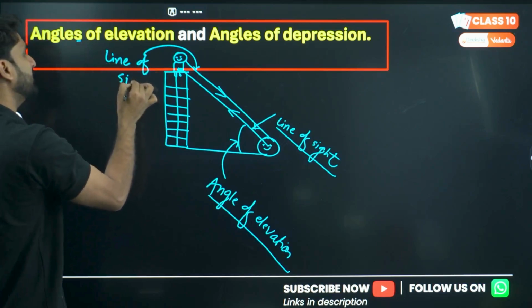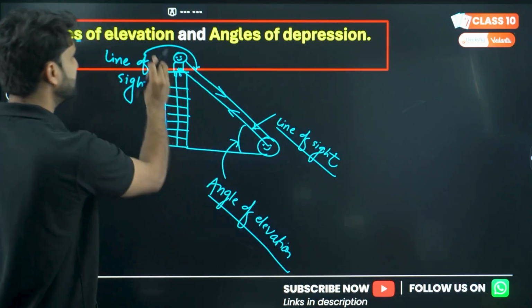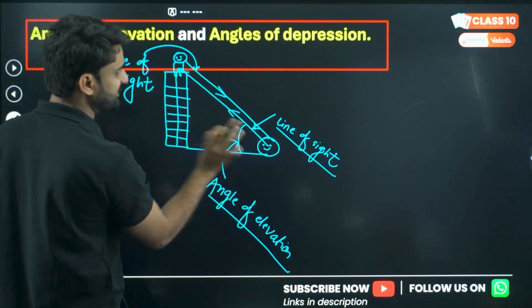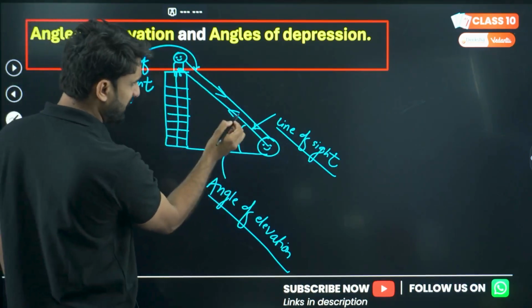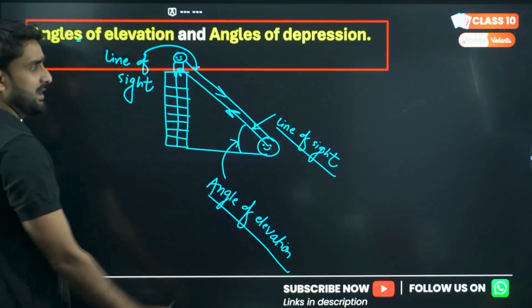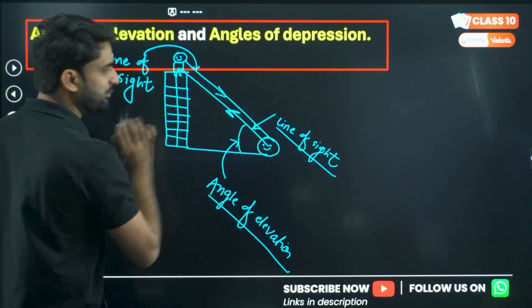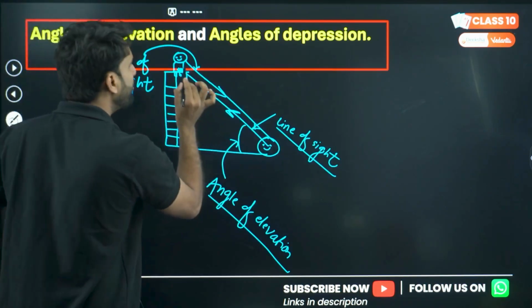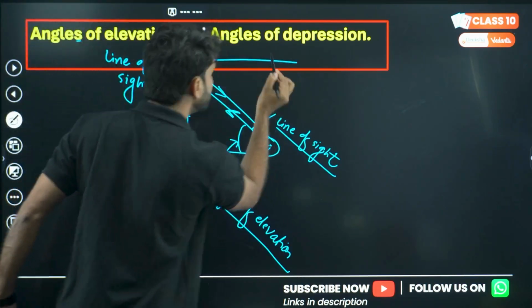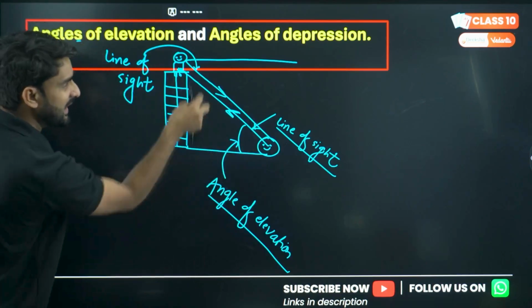Line of sight. Simply we can say eyesight, line of sight. This is the line of sight of this person towards the boy. This arrow indicates the line of sight of this boy towards the top of the tower, and this arrow indicates the line of sight of this person towards the boy.